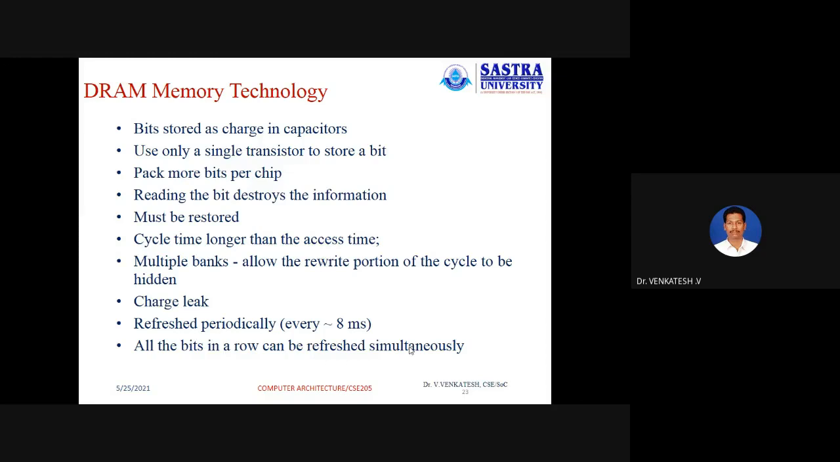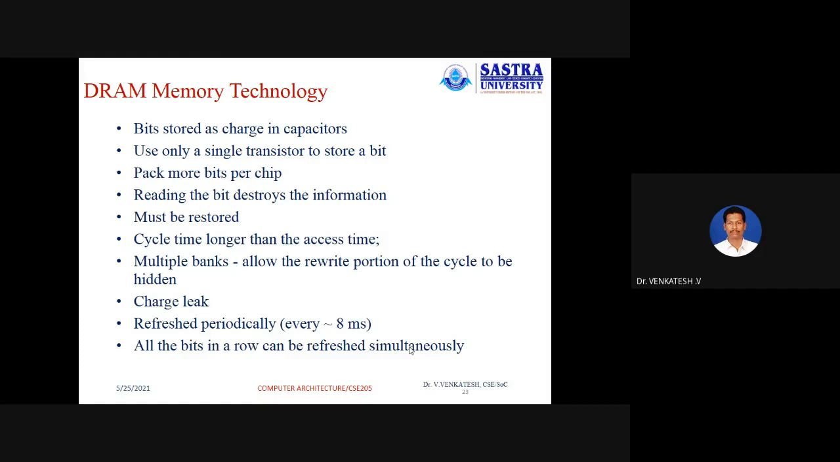Why? If I want to read one more time the same data, in that case I have to restore all those things again. Only then can I retrieve that information. Automatically the cycle time gets longer than the access time. Whereas in the case of SRAM, the cycle time is very close to the access time. In the case of DRAM, there will be some difference.